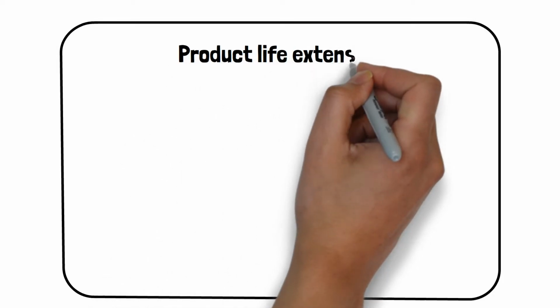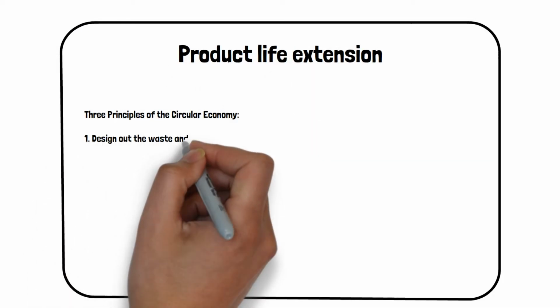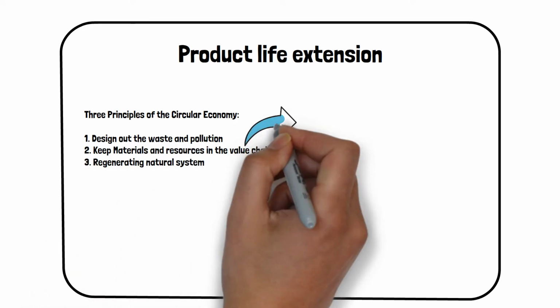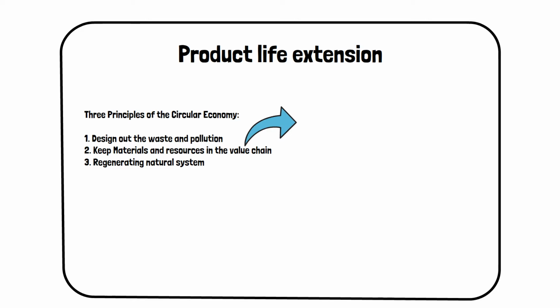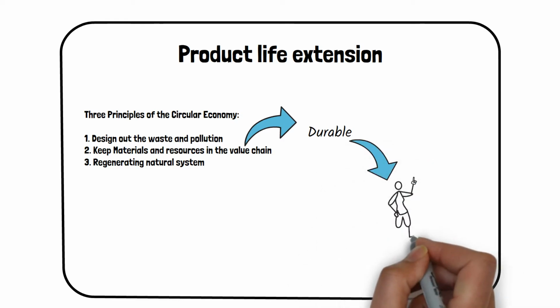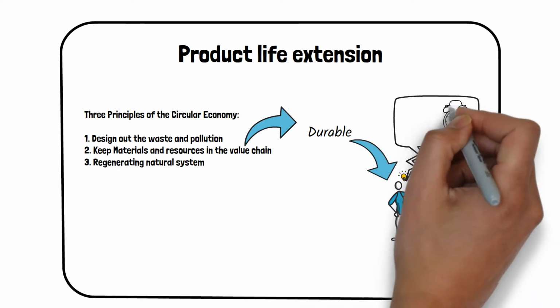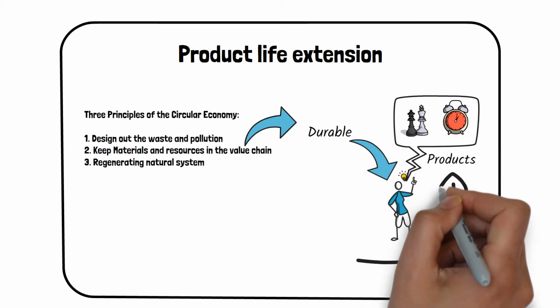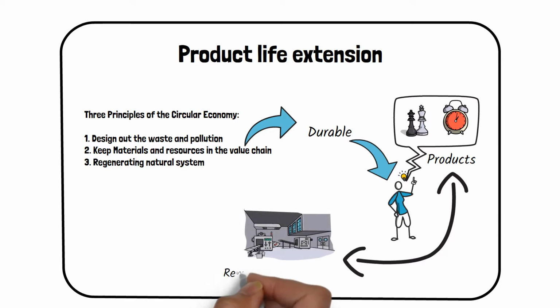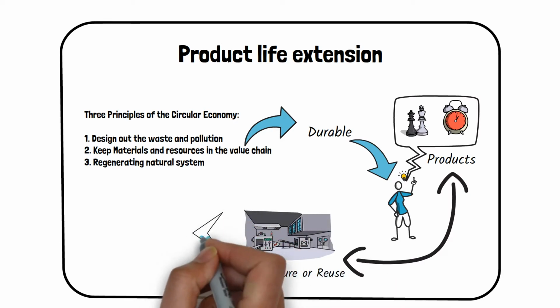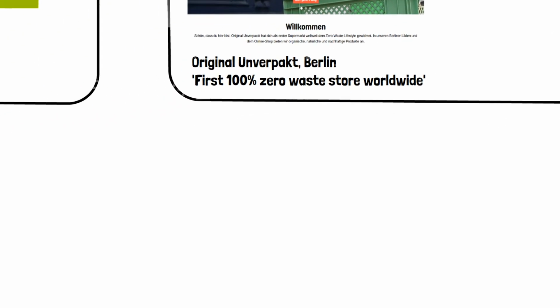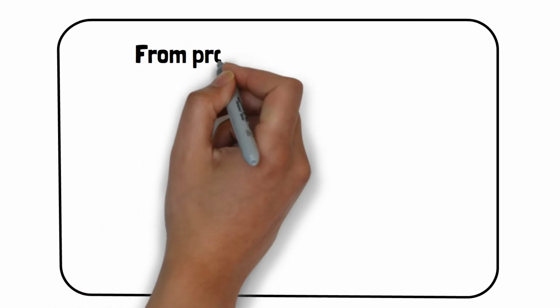Product life extension. The second principle of the circular economy suggests us to keep the materials and resources in the value chain for as long as possible. This means we have to design the products to be physically durable. We do this by introducing innovative approaches that allow the product to adapt to the user's needs with time and circumstances. Products that are not easily damaged can be redistributed to be remanufactured or reused multiple times by same or different users. Second-hand furniture and clothing shops are great examples in these categories.